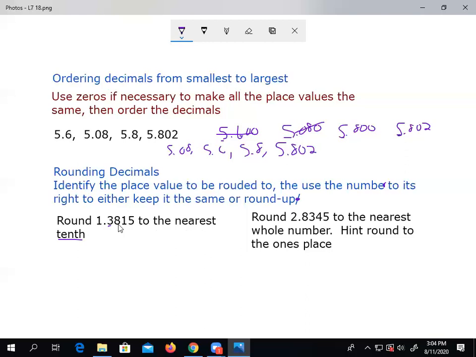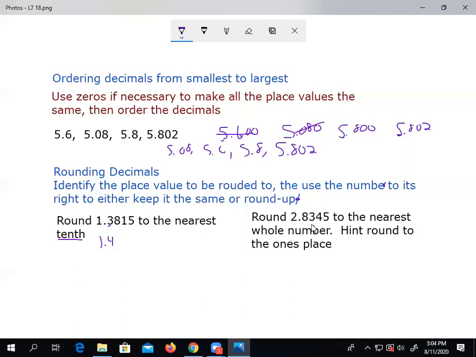We know that if it's between 0 and 4, we keep it the same, and if it's 5 or more, we round up. So that 8 tells me to go ahead and round up. So this turns into 1.4, and then we don't have to write anything else because it said round to the tenths place. We just want to stop at the tenths place. So that would round to 1.4.